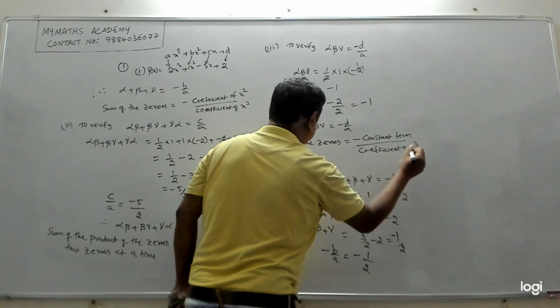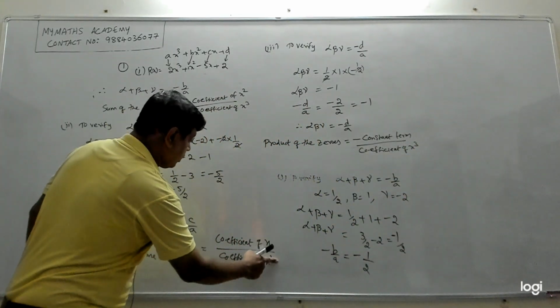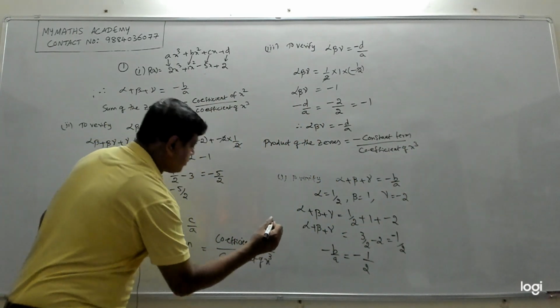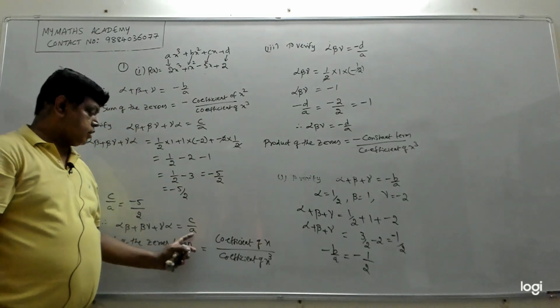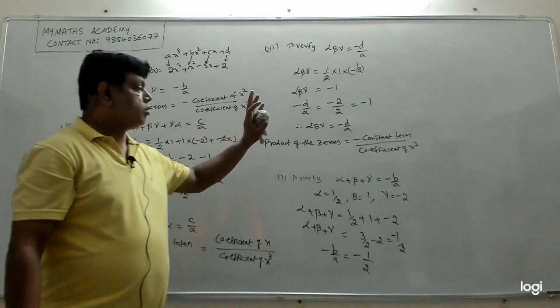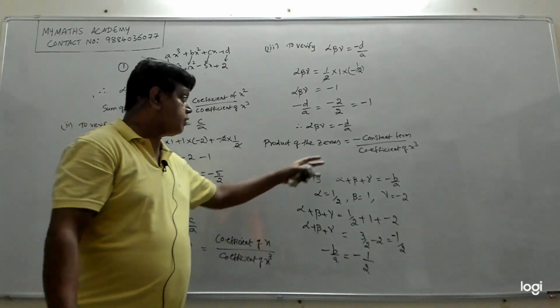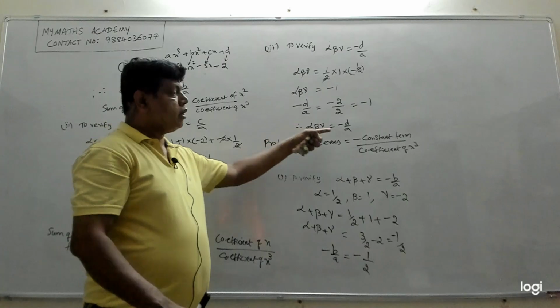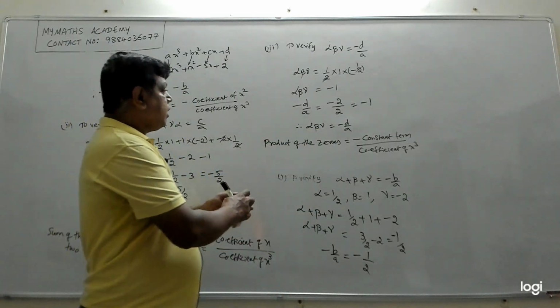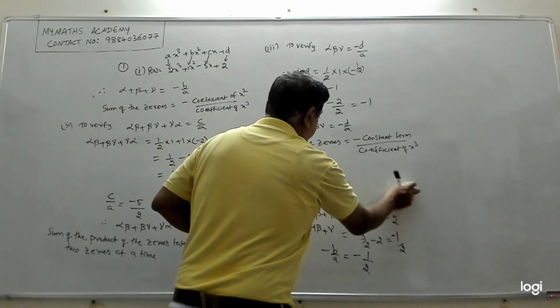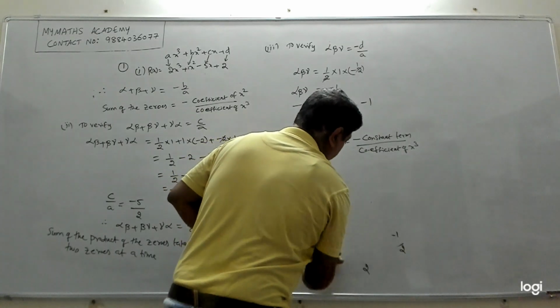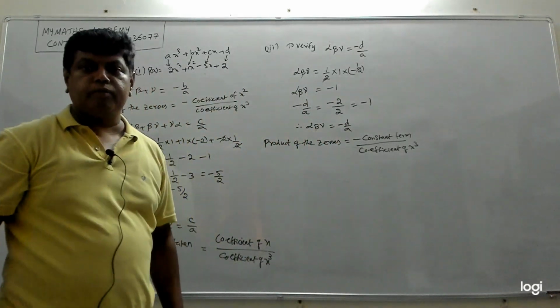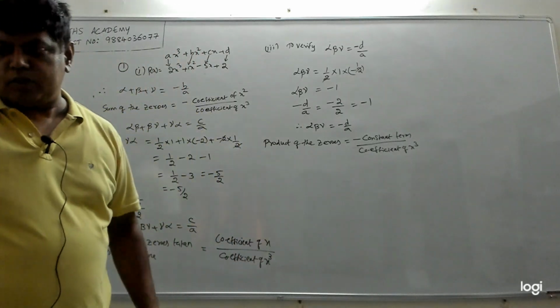x cube. Clear? Sorry, here I put x square. This is x cube. My mistake. Sorry. So A is coefficient of x cube, right? So all the denominator will be always coefficient of x cube. Every formula will have minus b by A, c by A, or minus d by A. So we have verified the relationship between zeros and coefficients. Clear? Fine.